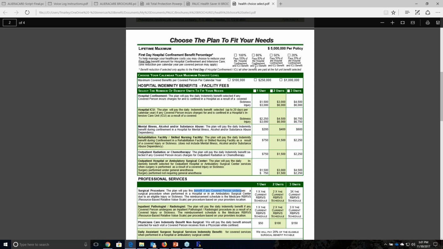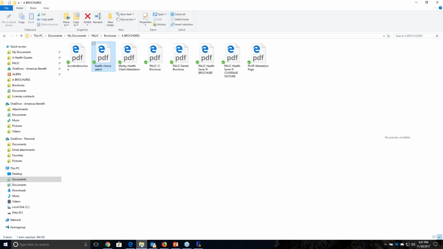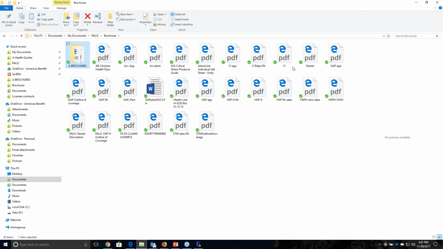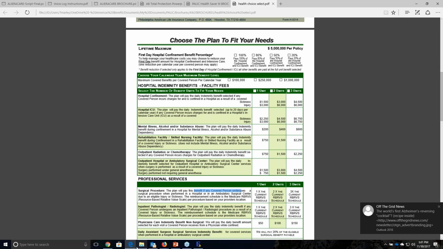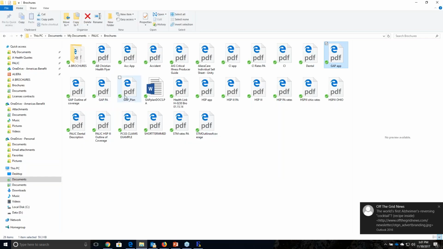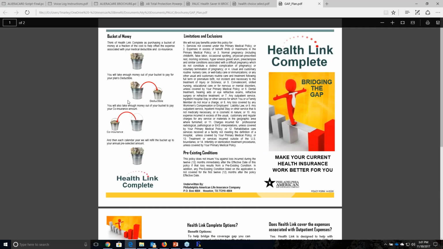Now we have a gap plan, which I don't sell anymore. And the gap, it's fine. It's easy to sell because it makes sense, right? The gap plans, it's nice in the sense that it's easy to sell, right?